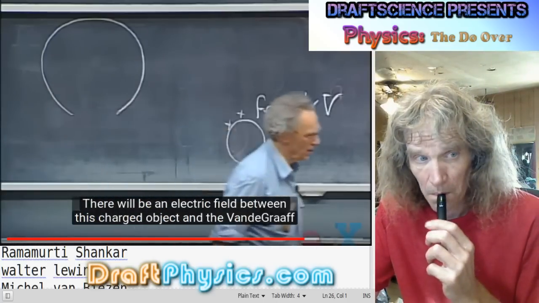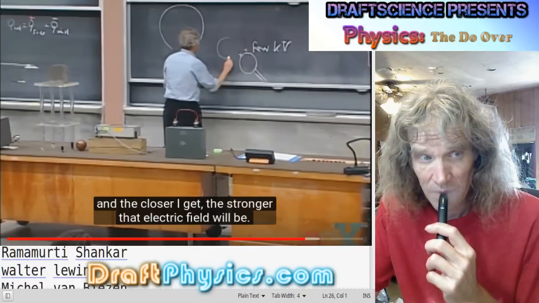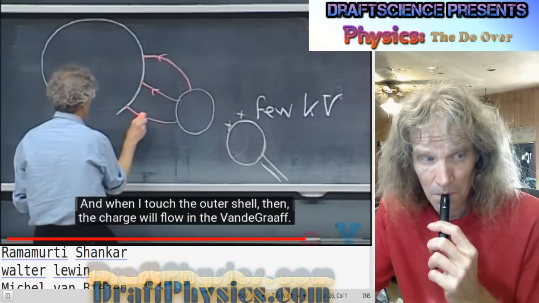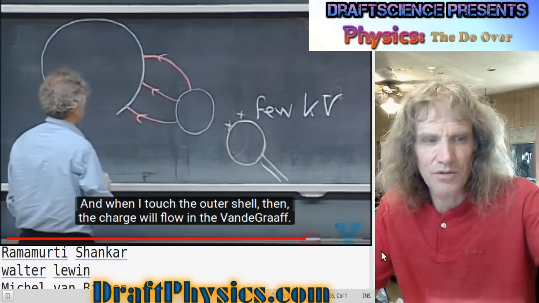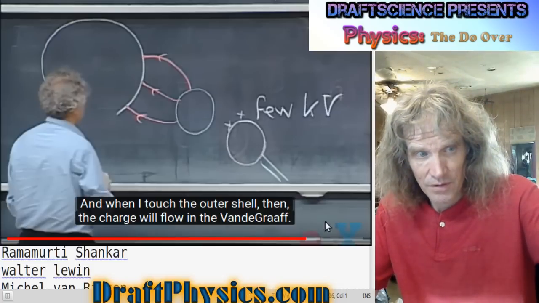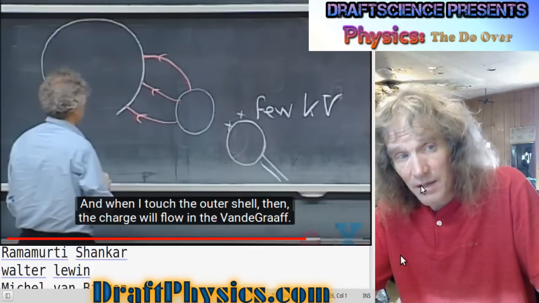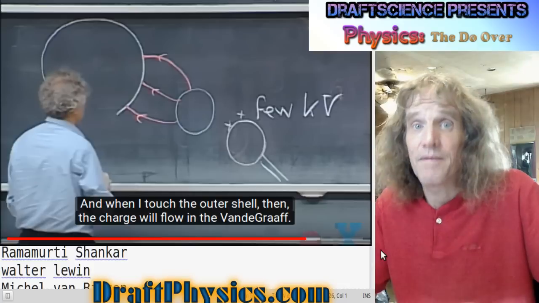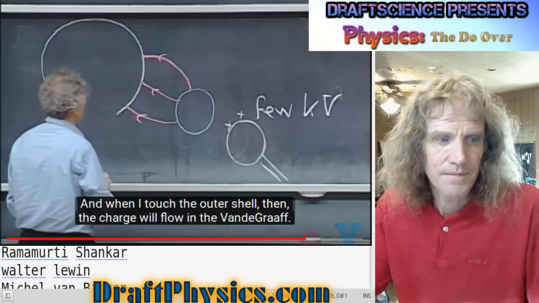There will be an electric field between this charged object and the Van de Graaff, and the closer I get, the stronger that electric field will be. And when I touch the outer... So again, concentrating on fields rather than concentrating on... The fact is one's going to have a voltage and the other one's going to have a voltage. And as you keep putting charge on the big thing, its voltage is going to end up equaling the voltage of the small thing, and you won't be able to put any more charge on because there won't be any voltage difference. You really don't need a field for that.